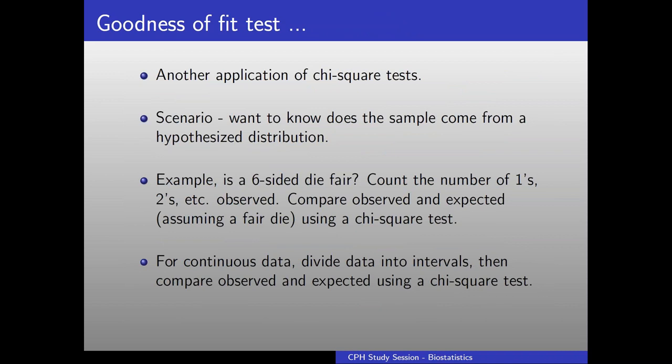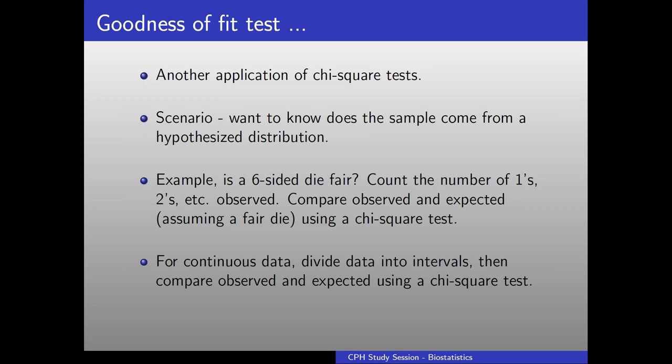Goodness of fit test. This is another application of a chi-squared test. The scenario is that you want to know, does your sample come from some hypothesized distribution? For example, your data is results from a 6-sided die. You have many rolls of a 6-sided die, and you want to know, is the 6-sided die fair?